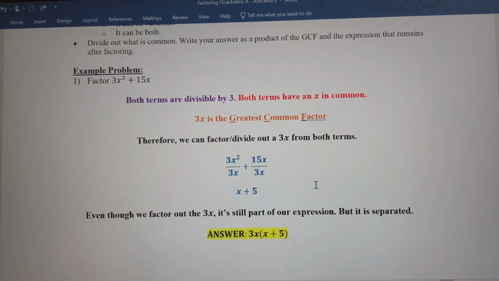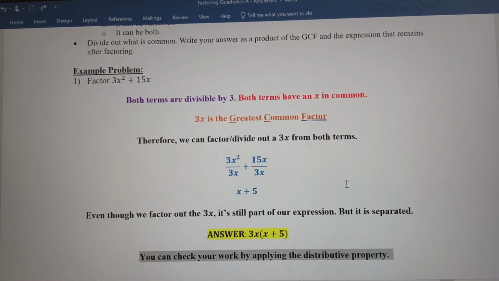Now, you always want to check your work. We can check our work by applying the distributive property. What you started with and what you ended with have to be equivalent. So you want to multiply 3x times x. That gives you 3x squared. You want to multiply 3x times 5. That gives you 15x. So what that tells us is this factored expression is equivalent to the binomial that we began with.